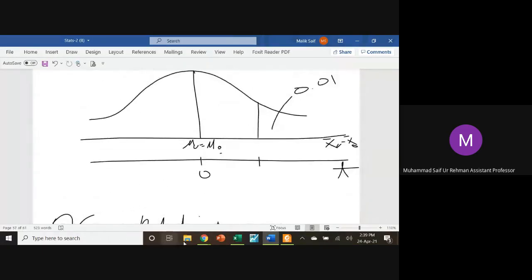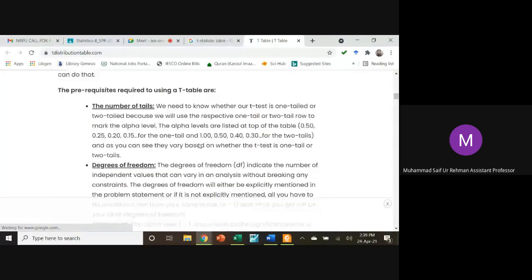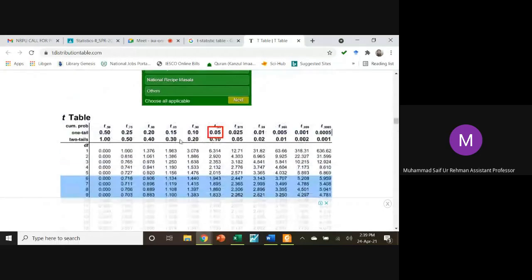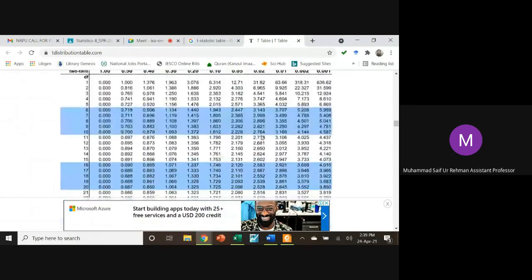How will you find out? You will come over here, T table, single tail, and 0.01 was the given level of significance. So come over here, then come down until you are at 15. So the value is 2.602.